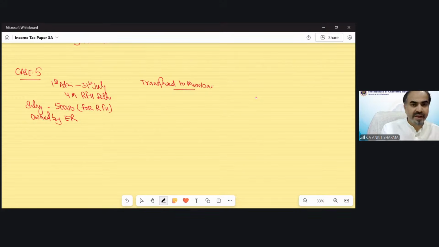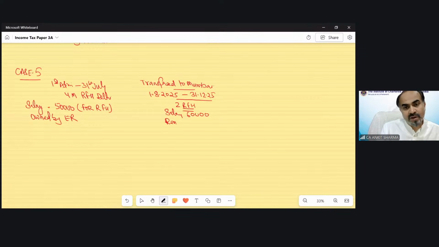He has been transferred to Mumbai on 1st August 2025. Till 31st December, he has occupied 2 rent-free houses, Delhi as well as Mumbai. During this duration, salary has been increased to 60,000. And this property was on rent. Employer takes this property on rent of 5,500 rupees per month.